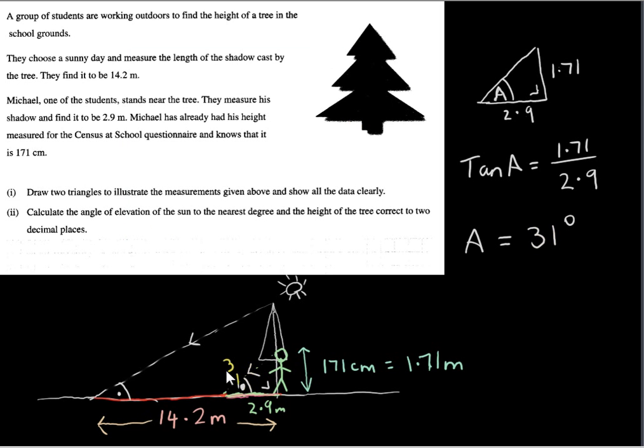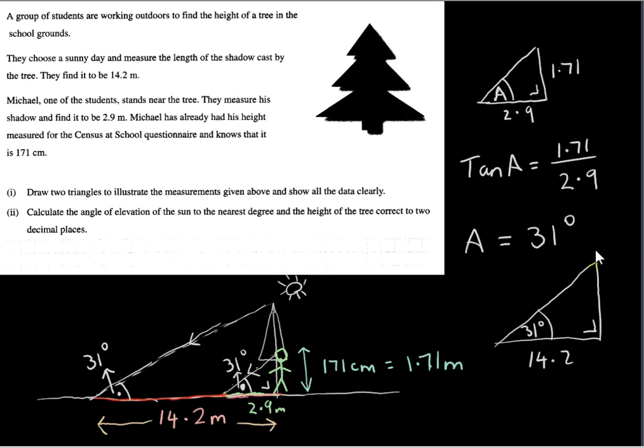So now we found that this angle is 31 degrees and this angle is equal to it. This line is parallel to this line because the sun is so far away. So these two angles are the same. Now we need to get the height of the tree. So I'll draw out this bigger triangle. It's a right angle triangle. The length of the shadow of the tree is 14.2. This angle is 31 degrees. So we want to find this side here.